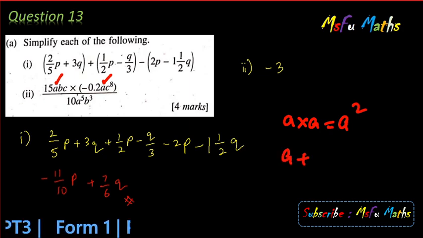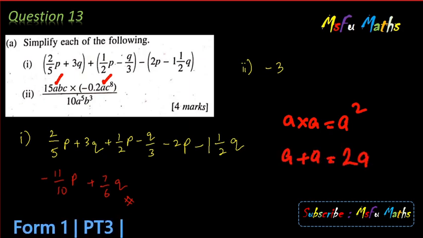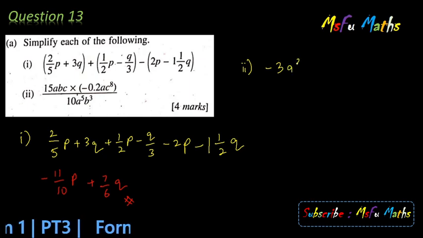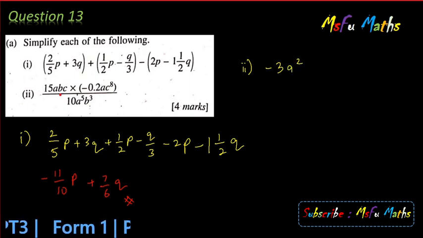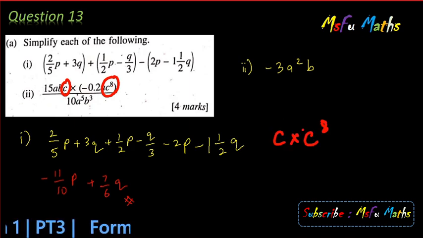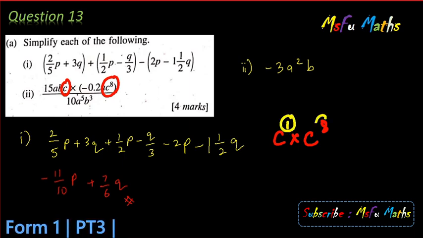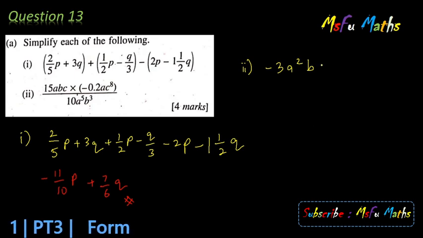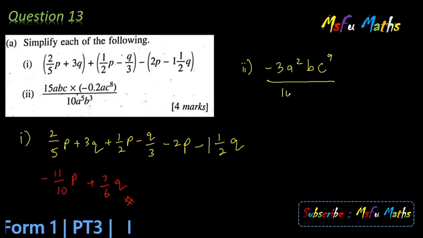When you plus A, this is 2A. Don't confuse. So here you get A square. For the B, here 1B, here A, no B. Never mind, just copy. For C, I have 1C here. I have 8 here. C times C to the power of 8. If you don't see any number, any power here, it means 1. So you just add the power. So C to the power of 9 over 10 A to the power of 5, B to the power of 3.